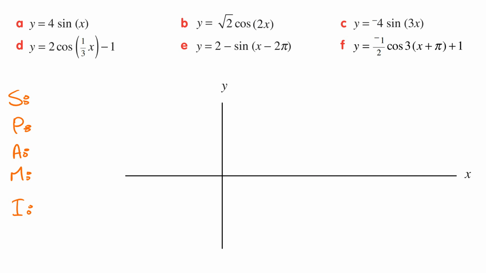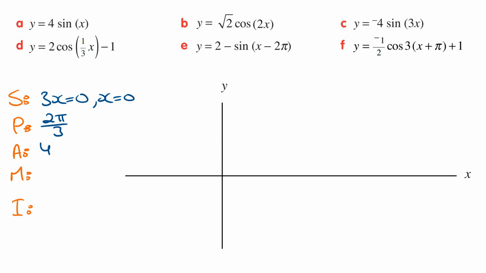Part C, y is equal to minus 4 sine 3x. For the starting point, we let 3x is equal to 0 and then solve for x. And so x is going to equal 0. The period is going to be 2 pi on 3. The amplitude is going to be 4.